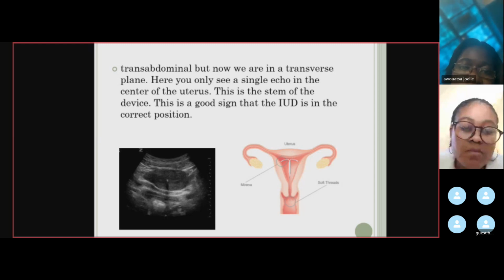Whenever we get in the transabdominal plane, in the transverse plane, if we can see a single echo, that means the IUD has been placed properly.